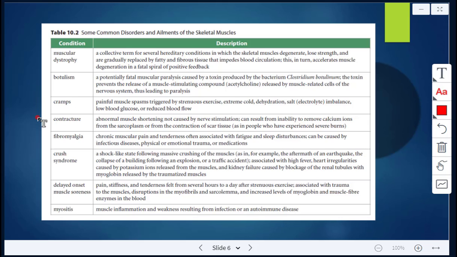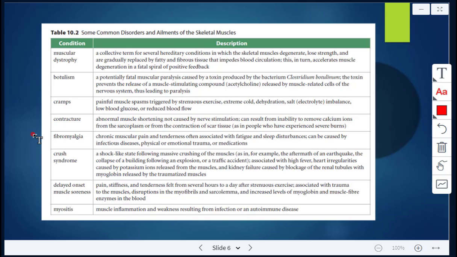Contracture, abnormal muscle shortening. It's not caused by nerve stimulation. It results from the inability to remove those calcium ions from the sarcoplasm or from the contraction of scar tissue, such as severe burns.